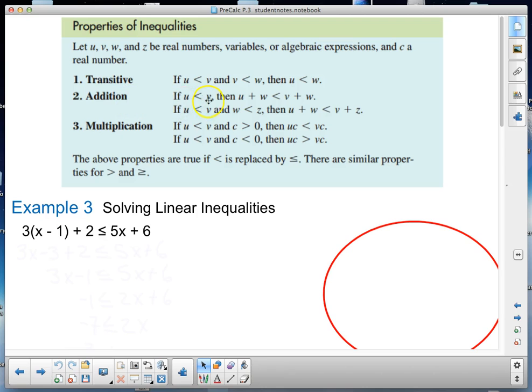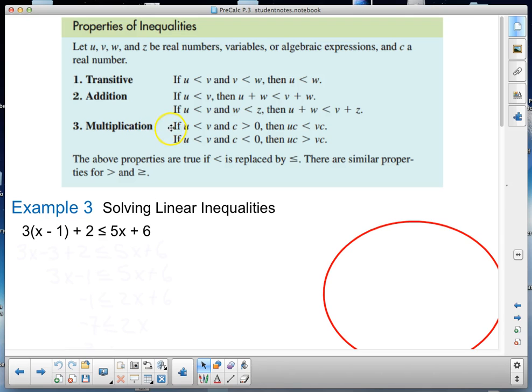Addition. U is less than v, and if I add something on both sides that's the same, I add w, u plus w is still less than v plus w. If u is less than v and w is less than z, then u plus w is less than v plus z.